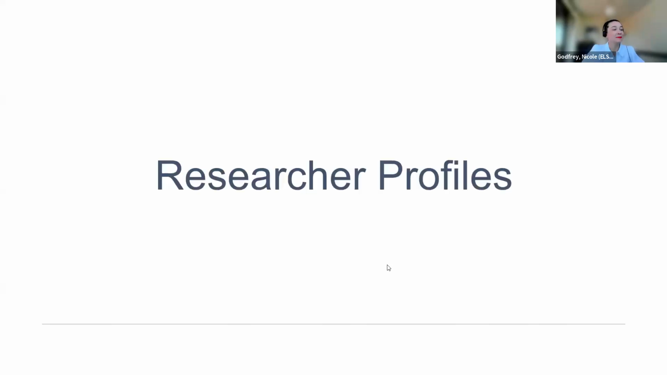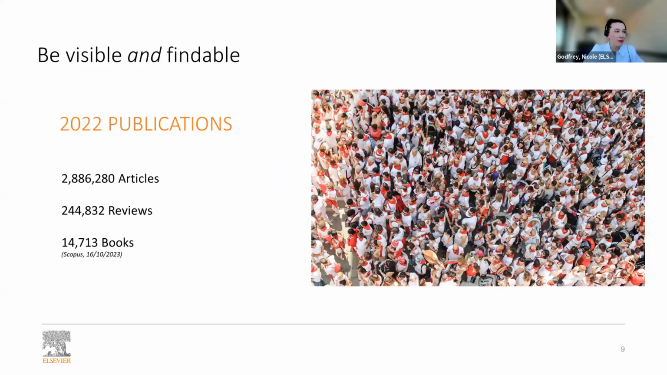Next slide, please. So I just wanted to talk about researcher profiles a little bit more broadly before we hone in on Scopus author profiles in particular. So you can see here we've got a crowd of people. So how do you stand out from that crowd? How do you be visible and findable?